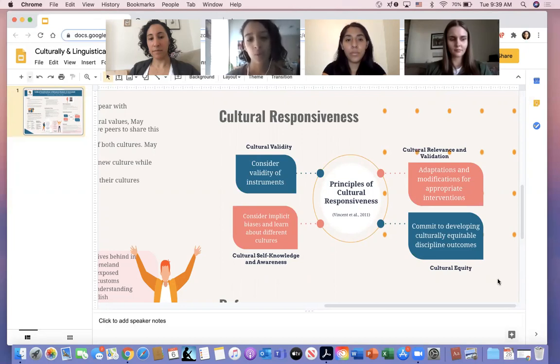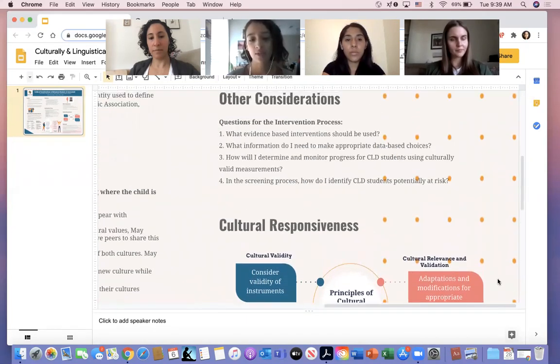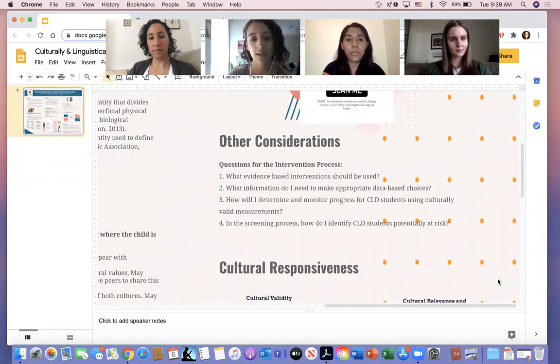Cultural self-knowledge and awareness involve reflecting on one's own multiple identities and implicit biases that one holds and consider how they may impact these evaluations and decisions. Self-knowledge should also include continuing to educate oneself about the communities they serve and the policies that may impact them. The last principle is cultural equity, which means committing to developing culturally equitable discipline outcomes. Other considerations in regards to the intervention process are listed above.